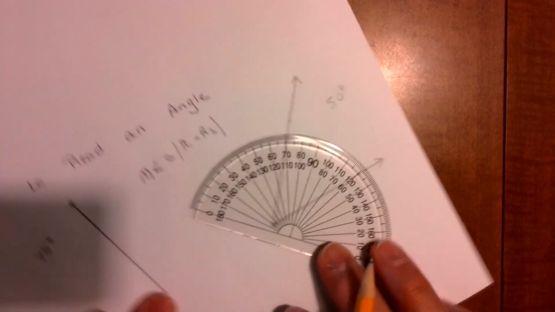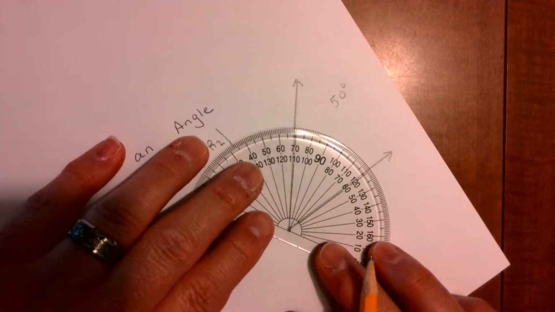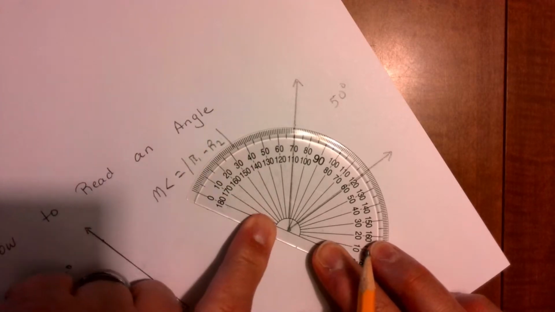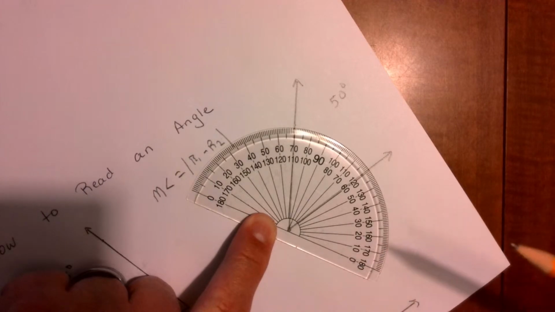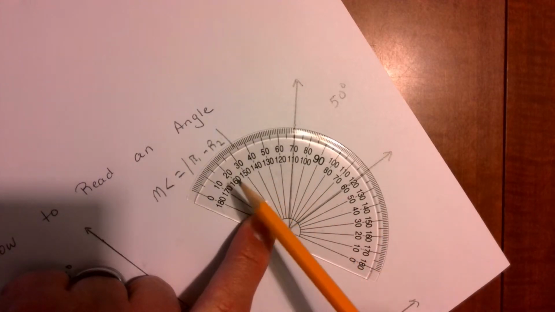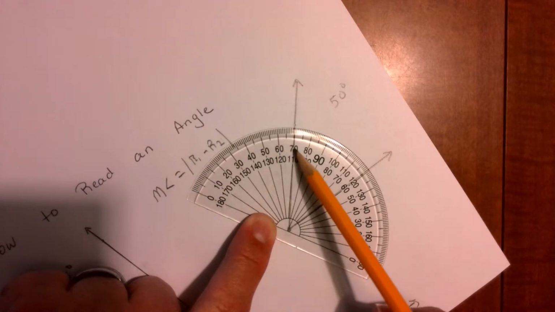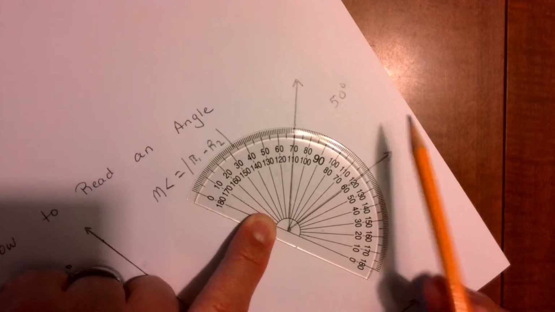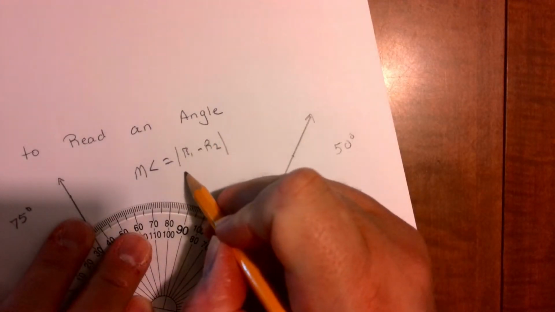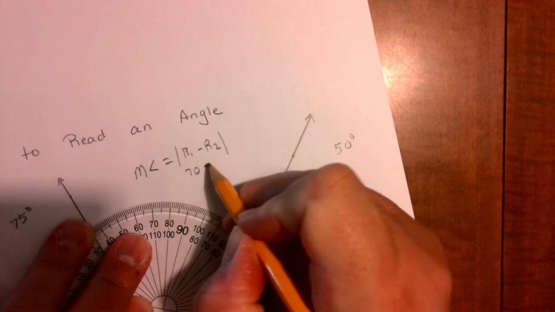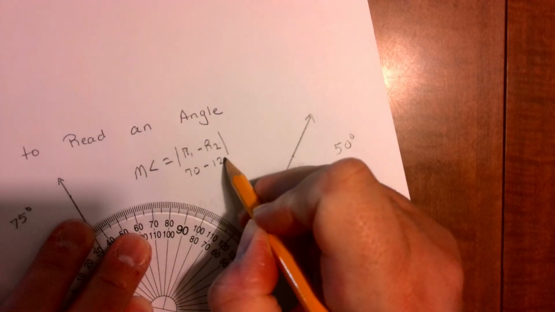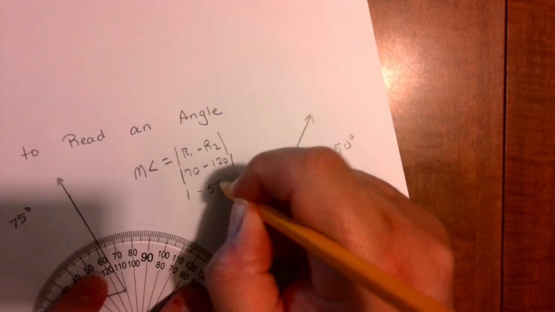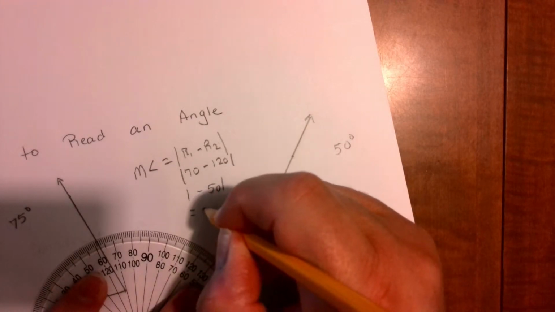And so now I'm just going to put this in a random place here, like this. And so I'm going to read the same numbers from either direction. So if I read the outer numbers here, my first ray would be 70. My second ray would be 120. So if I fill in, I would have 70 minus 120, and that's an absolute value. So 70 minus 120 is negative 50, and the absolute value of that would be 50.